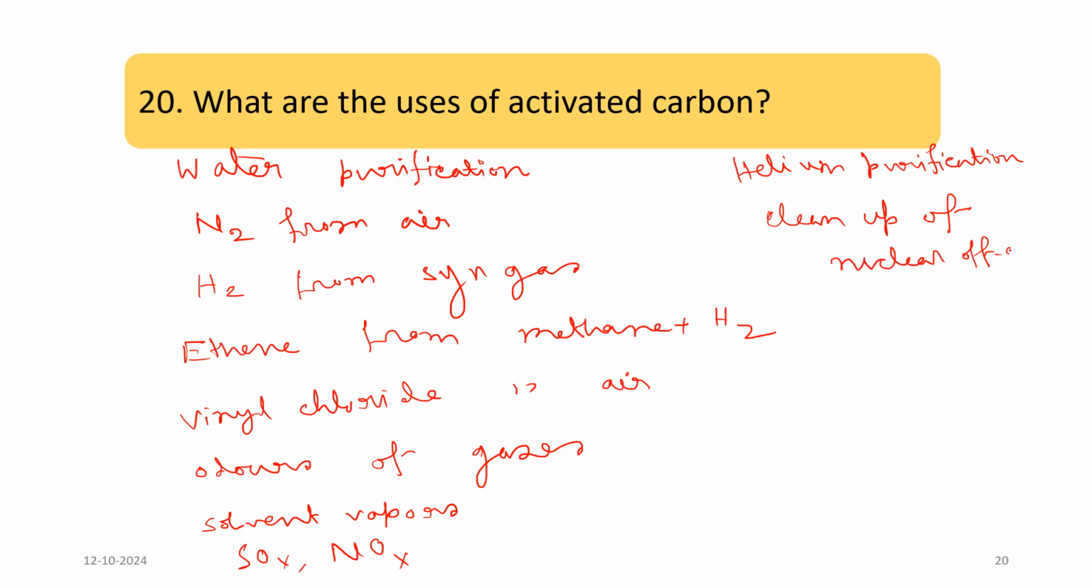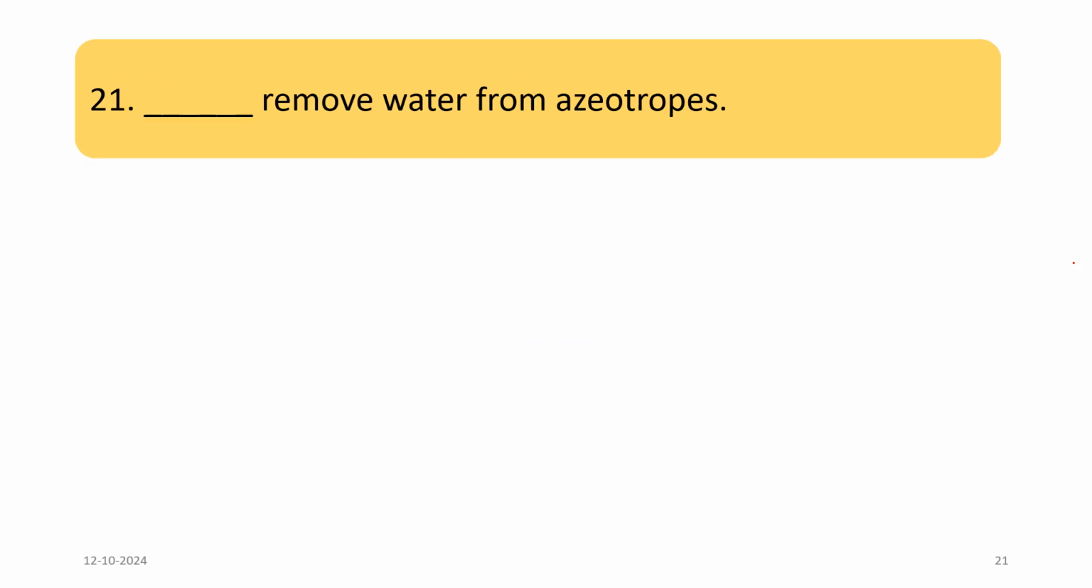Next, which is used to remove water from azeotrophs? What is used to remove water from azeotrophs? The answer is molecular sieve zeolites. Molecular sieve zeolites are used to remove water from azeotrophs.